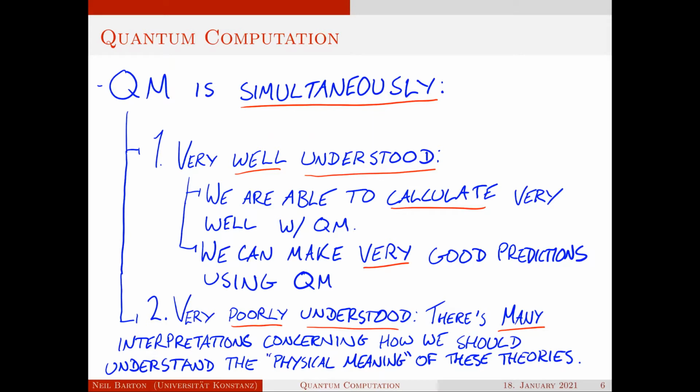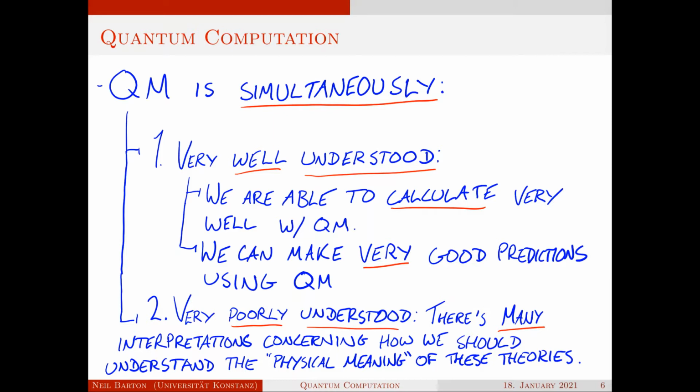Okay, so we should note that quantum mechanics is very well understood in the sense that we have very precise calculation procedures for quantum mechanics, very mathematically well understood. And we can really make very, very good predictions on the basis of quantum mechanics, up to really absurd levels of accuracy. In some senses, possibly the best confirmed scientific theory we've had.